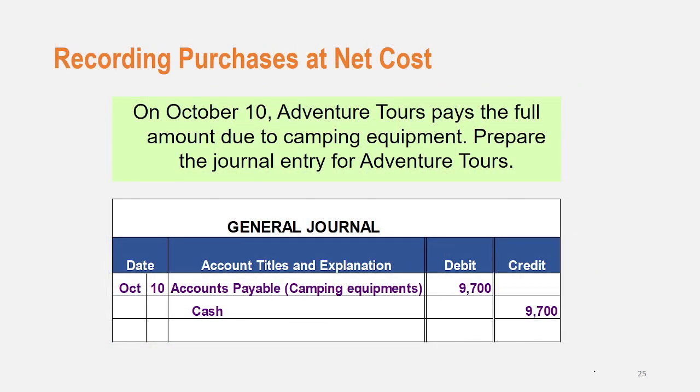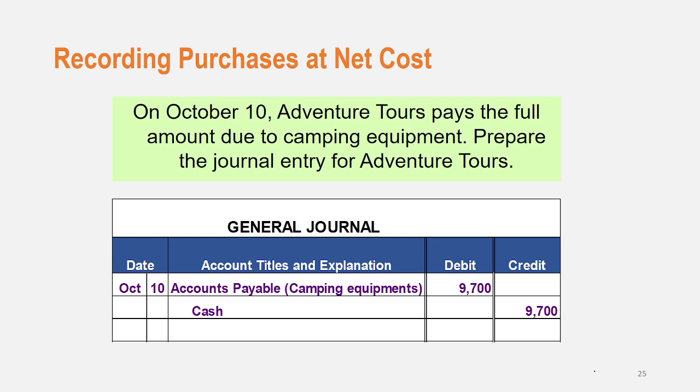So let's continue and consider the next economic events. This is recording purchase at net cost. In the previous economic scenario, on October 3, Adventure Tours purchased 50 sets of camping equipment, each for $200. So we purchased a total of $10,000 on October 3 from Outdoor Supply Corporation with the credit terms of 3% within 15 days. Otherwise, the full amount is due within 30 days.